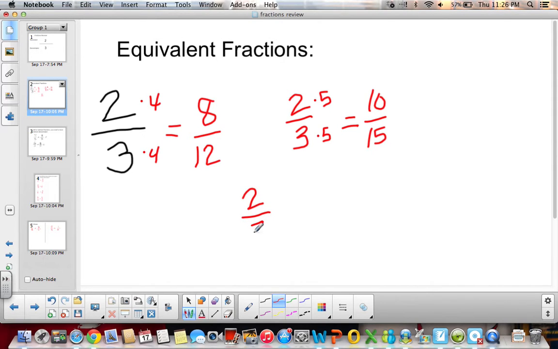Any whole number multiplied by the numerator and the denominator makes an equivalent fraction, as long as you are multiplying or dividing by the exact same number. Okay, you cannot do something to the top without doing the same thing to the bottom. So if we multiply the numerator and the denominator by 100, we would end up with 200 over 300.